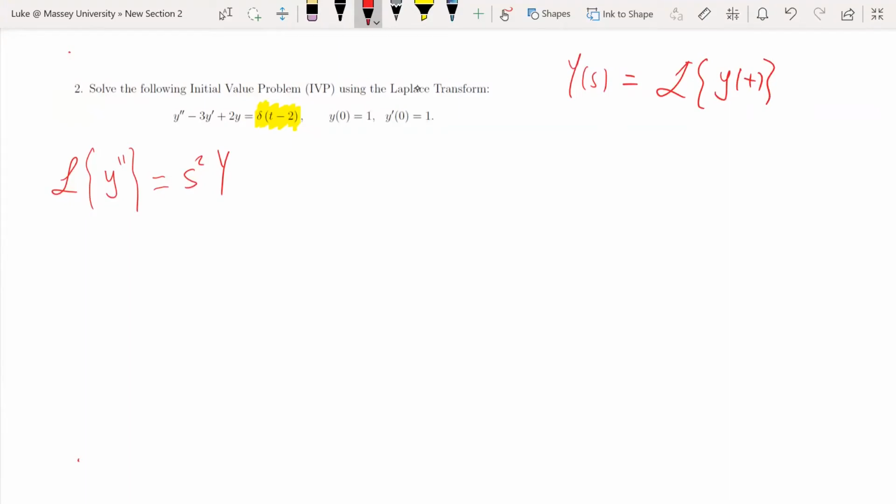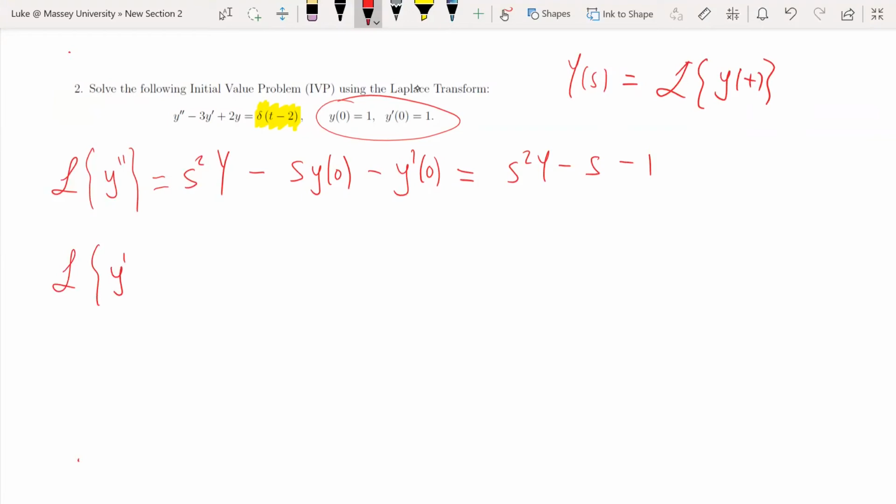So s squared times y minus s times the first initial condition minus the second initial condition. Of course, both of these initial conditions are 1, so this is simply s squared times y minus s minus 1. The Laplace transform of y prime, again, you can refer to the table, is simply s times y minus the first initial condition, which is equal to s times y minus 1.